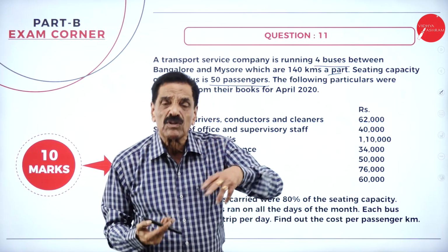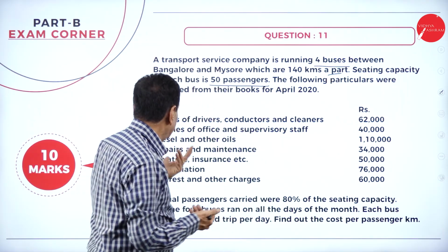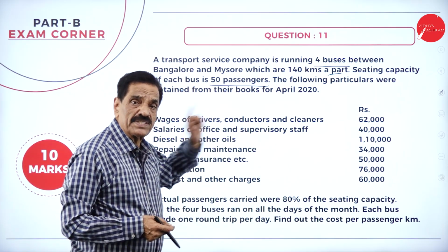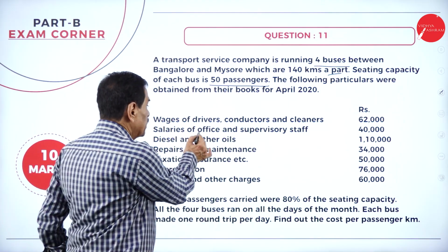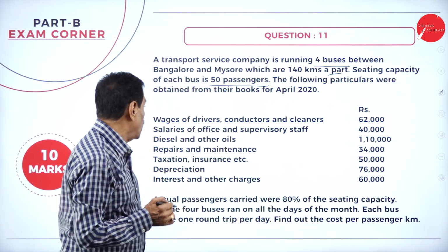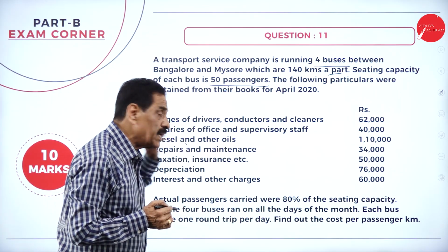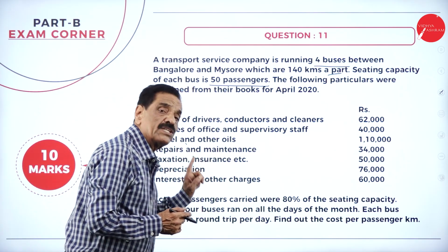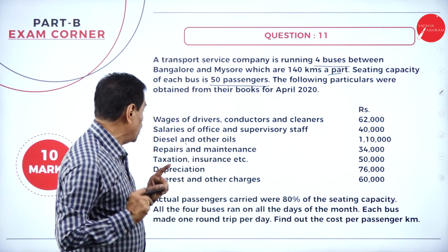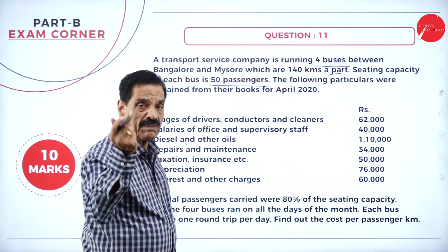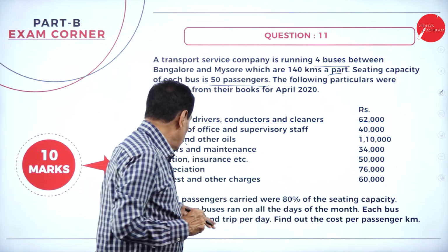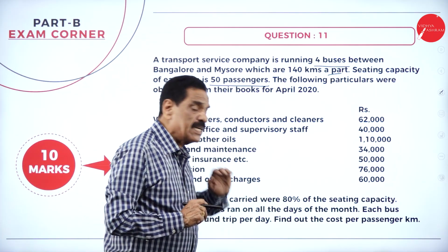With the vehicle run, what would have been the expenditure? So wages of a driver is a constant. It will come under fixed expense or standing charges. Salaries is standing charges. Diesel will come in variable expenses. Repairs will come in variable expenses. Taxation will come in the fixed expenses, standing charges. Depreciation we put always in the variable expenses. Interest and other charges will come under fixed. So actual passengers carried were 80%.